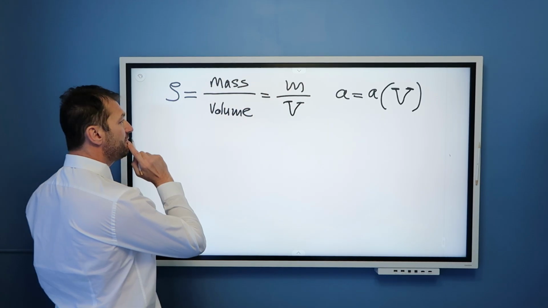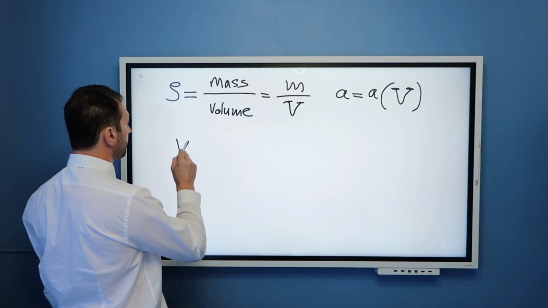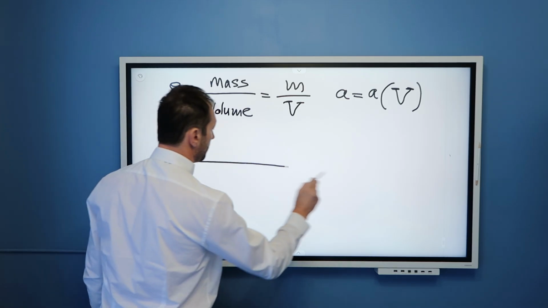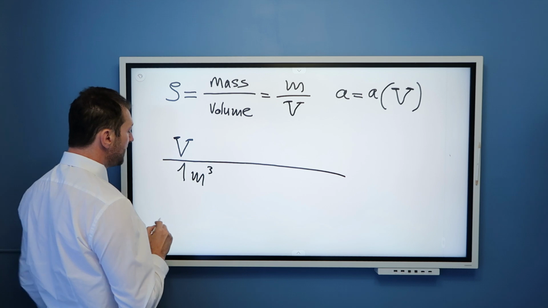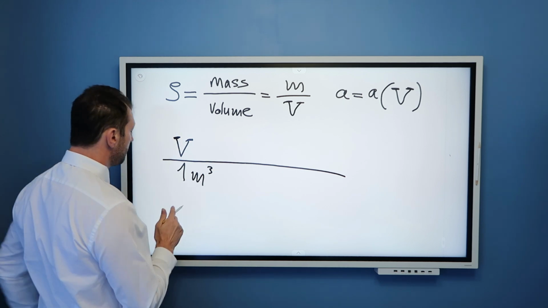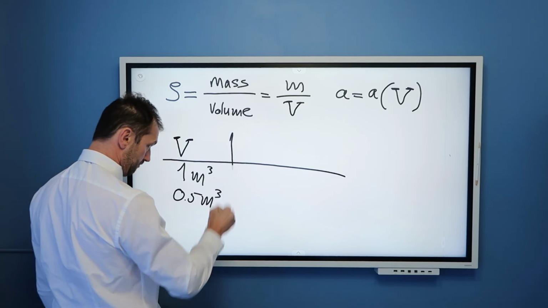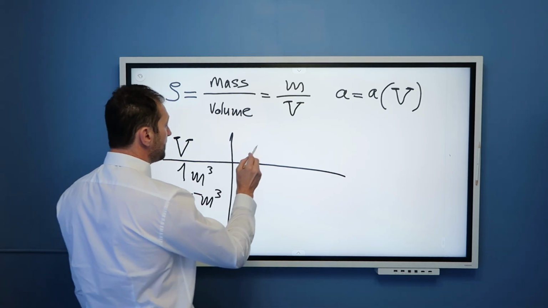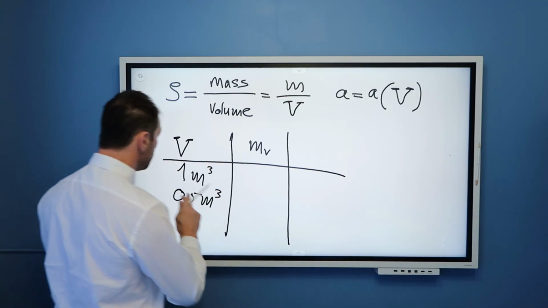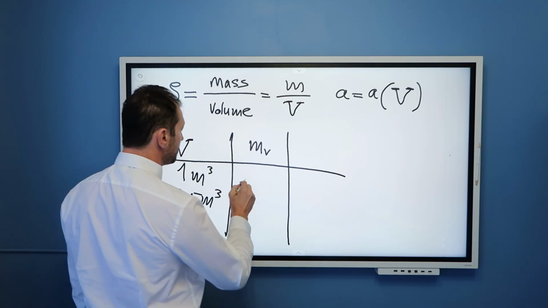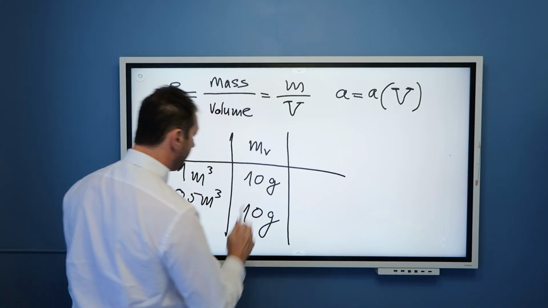Imagine I have volume of air that is 1 cubic meter, and I then decrease that volume of air to be half of a cubic meter. Now, imagine that mass of water vapor in these two volumes is the same. Let's say it's 10 grams. I have 10 grams of water vapor.